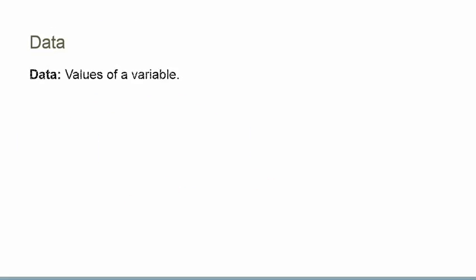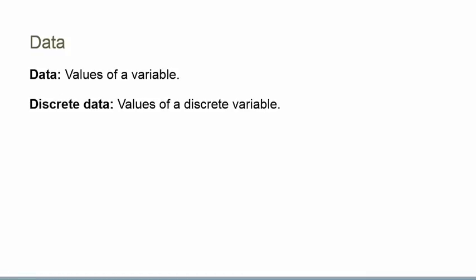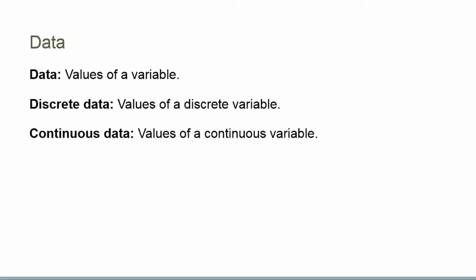Data. Data will be the values of a variable. Discrete data will be values of a discrete variable. Continuous data will be the values of a continuous variable.